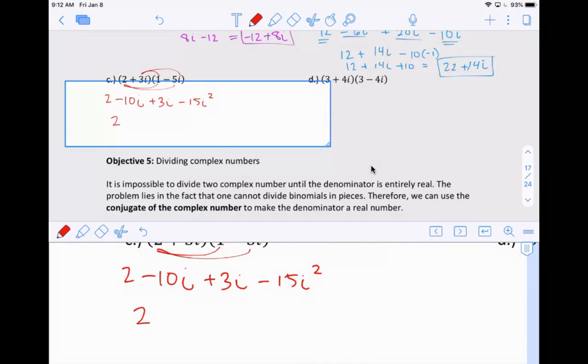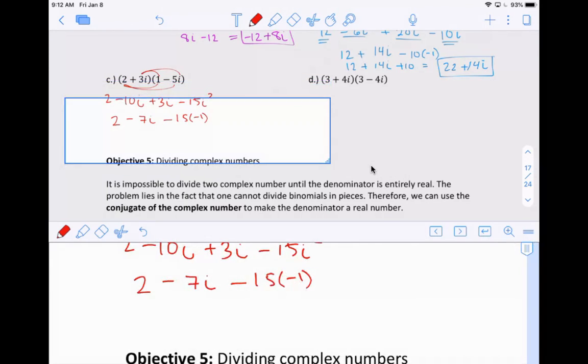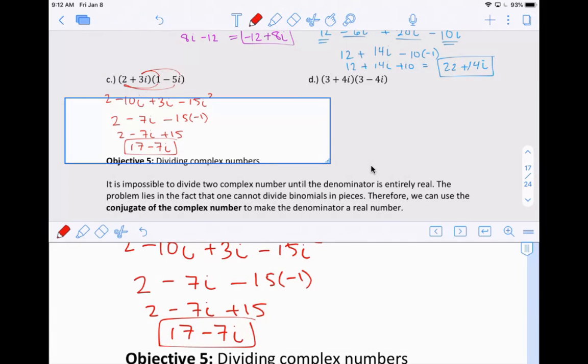Combining some like terms, we get negative 7i. I'm going to go ahead and rewrite this one as negative 1. We see that would now be a plus 15 instead of a minus 15, and so we end up with 17 minus 7i as our final answer.